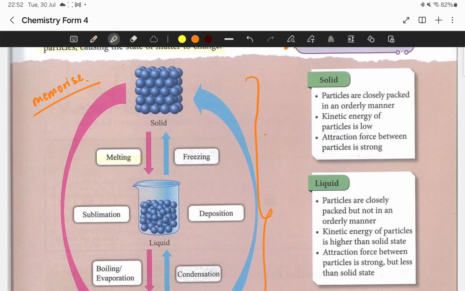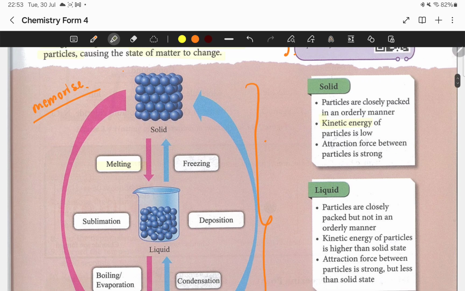Why is the kinetic energy very low? Because kinetic energy is the energy produced when particles are moving. So when it is closely packed in an orderly manner, it cannot move. So the kinetic energy for sure is low. Kinetic energy would be higher when the particles move. Do you understand my point correctly?